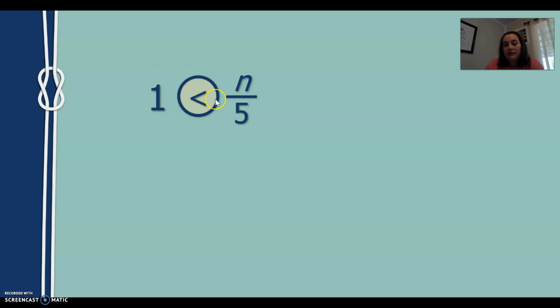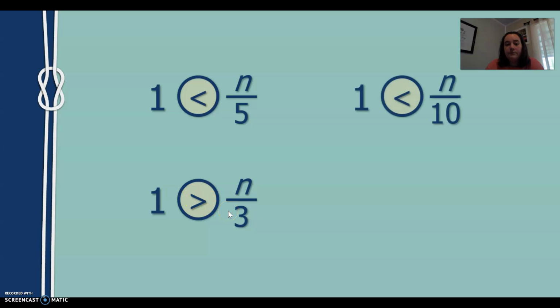Here, 1 is less than what amount? Well, this has got to be anything bigger than 5, 6, 7, 8, 9, anything bigger. But with here, we've got 1 is greater than this fraction, so this fraction has to equal less than 1. So you could put a 1 or you could put a 2. But if you put a 3, then it's going to equal 1.